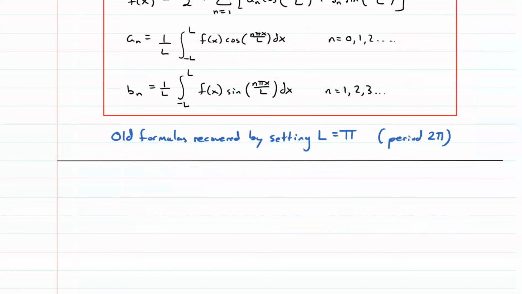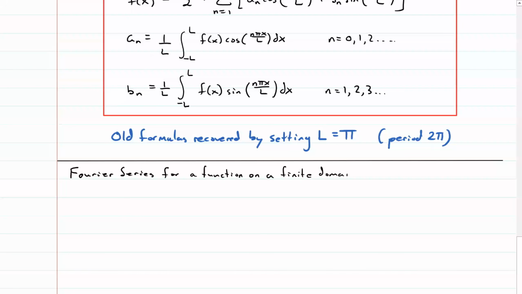So let's move on to the second generalization now, which is a Fourier series for a function on a finite domain. And I'm going to call it 0 less than or equal to x less than or equal to L. Now be careful, that L is a different L, so I wrote it differently on purpose. That small l is not necessarily going to mean the same thing as the capital L, and I'll explain what I mean by that in a minute.